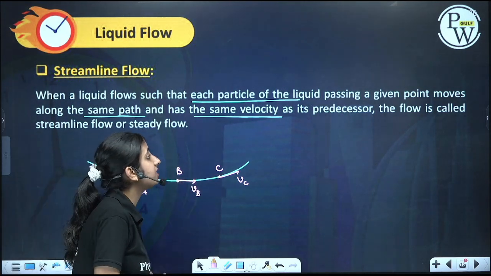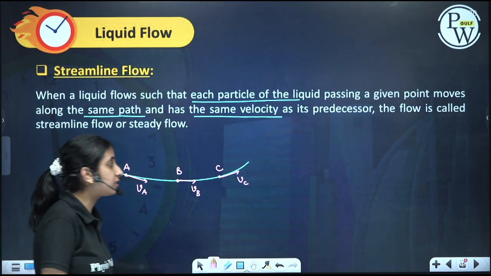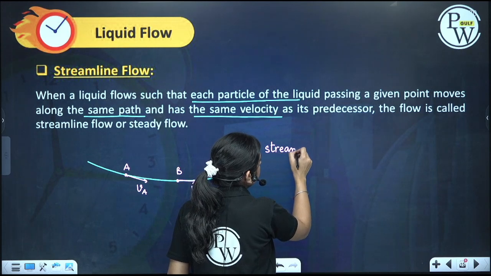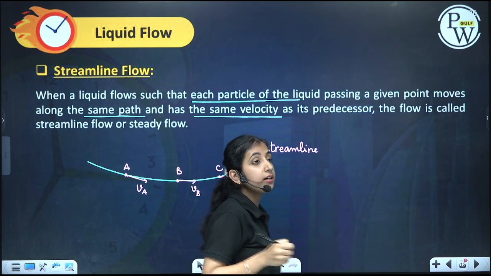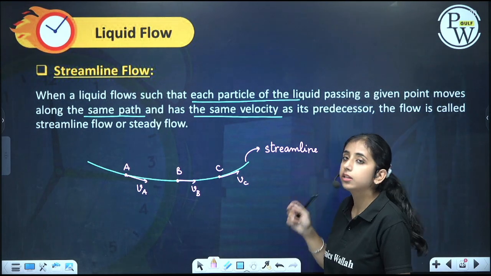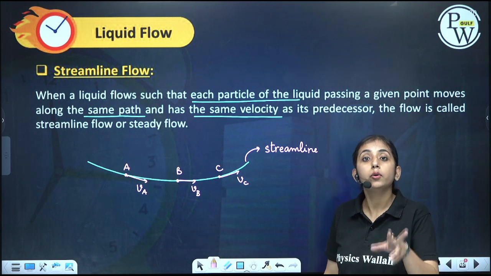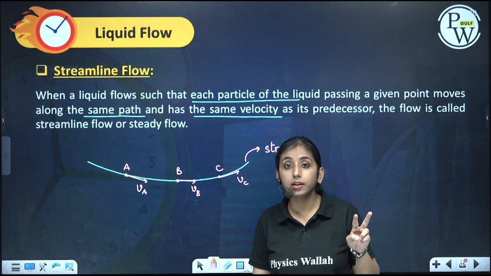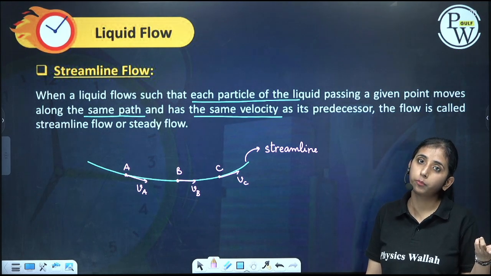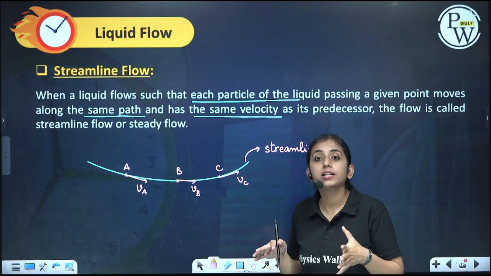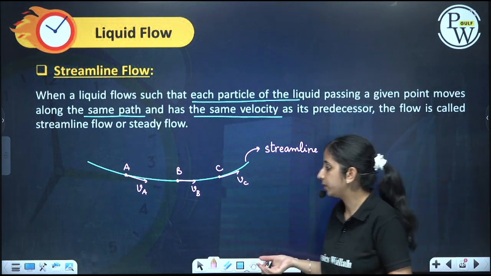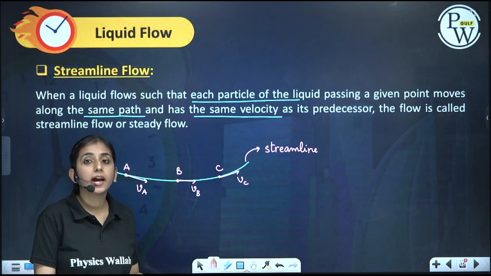Such a flow is called streamline flow, and this path, the line whose tangent at any point gives the direction of velocity of the fluid, is called a streamline. No two streamlines can intersect each other, because at that point there would be two directions of velocity, which is not possible. The crowdedness of the streamlines gives us a measure of the velocity at that point. So this is streamline flow.